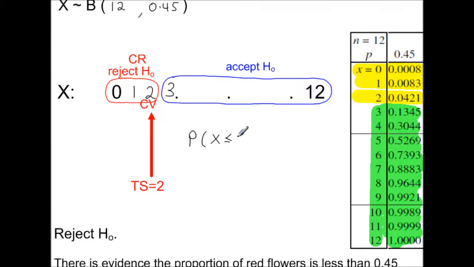So the probability that X is less than or equal to 2, so the probability of the rejection region, is equal to 0.0421. And it's crucial that this probability is less than or equal to the significance level of 5%, so 0.05, which it is.